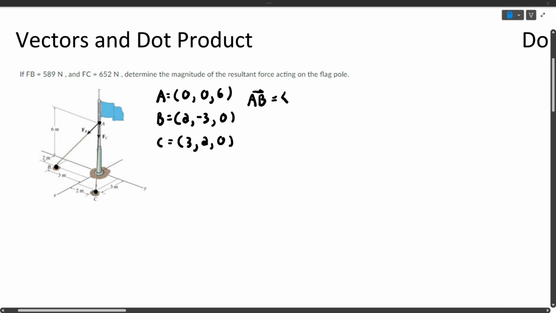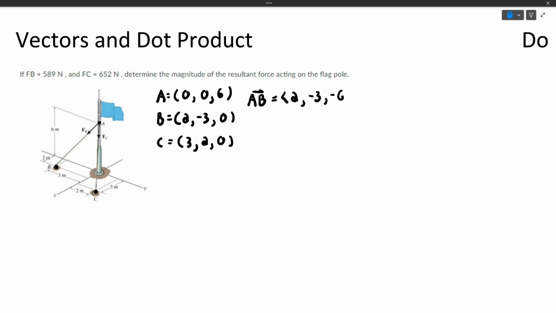So subtract the x's from each other, so you get 2 minus 0, which is 2, negative 3 minus 0, which is negative 3, and 0 minus 6, which is negative 6. So there's our vector AB. Now for vector AC, we're going to do the exact same thing, subtracting A from C. We're going to get 3, 2, negative 6. So now we have our two vectors.